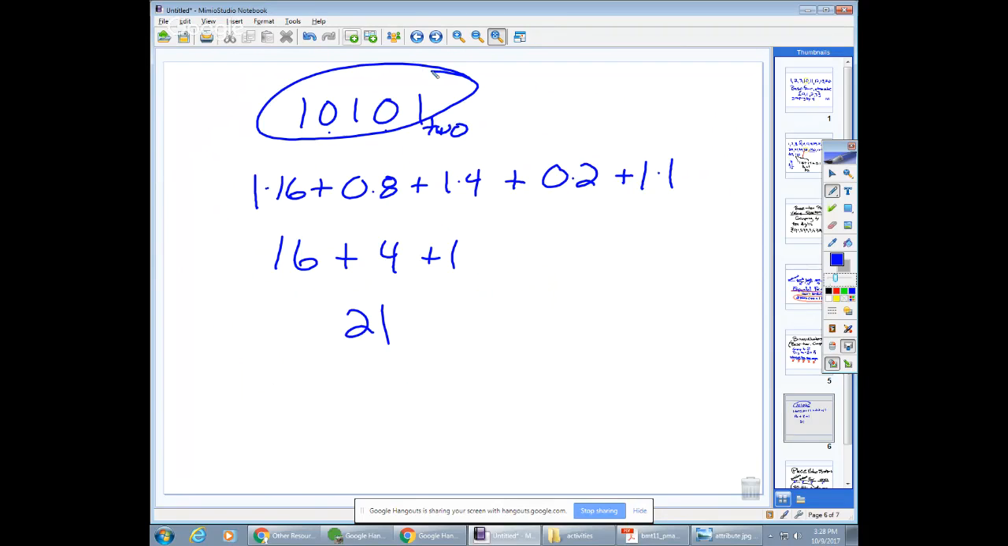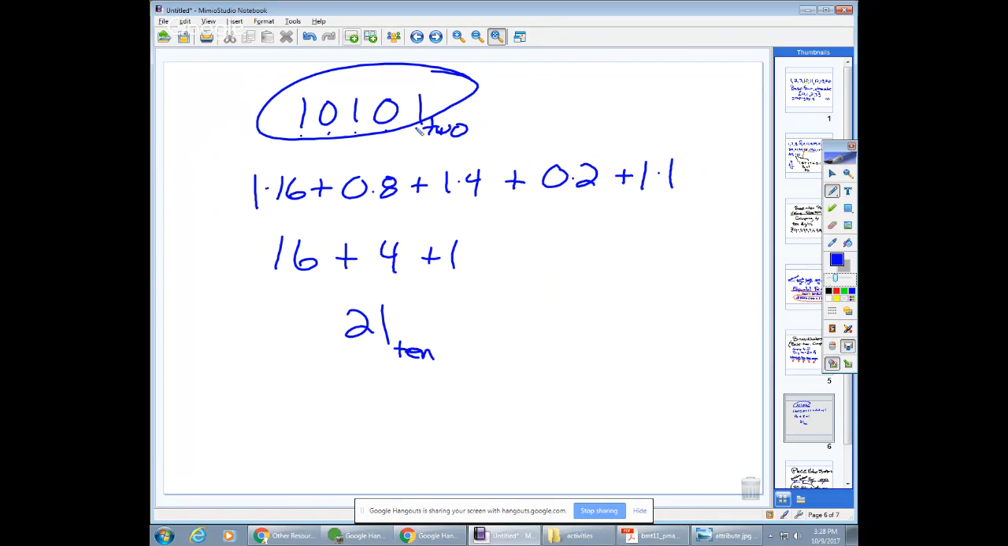Usually if there's nothing written down, assume it's base 10. Every once in a while I write it in there just to remind myself that's base 10. So taking a number in a foreign base and converting it is just a matter of being able to name each place value. If you can do that, you can convert from any base into our number system. Converting the other way is a little bit trickier.